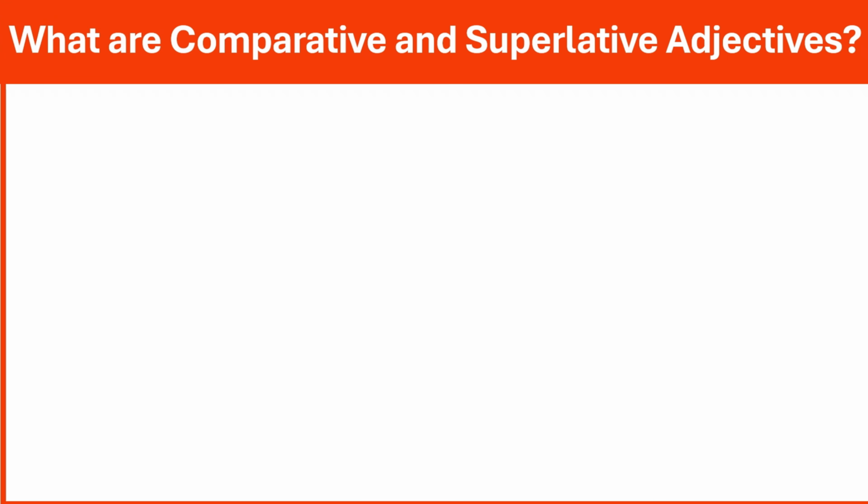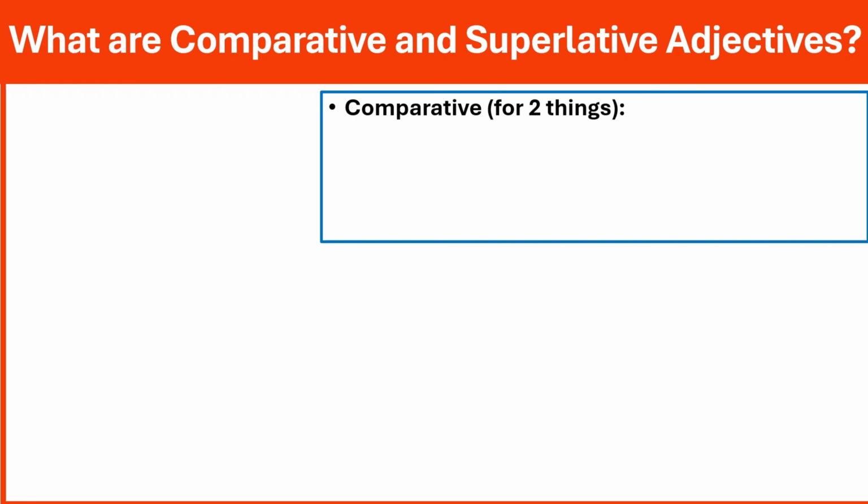Let's start with a quick review. You have probably learnt about comparative and superlative adjectives before. We use them to make comparisons. First, let's look at comparatives. We use them to compare two things, usually to show a difference. You can usually spot them because they use the word than.